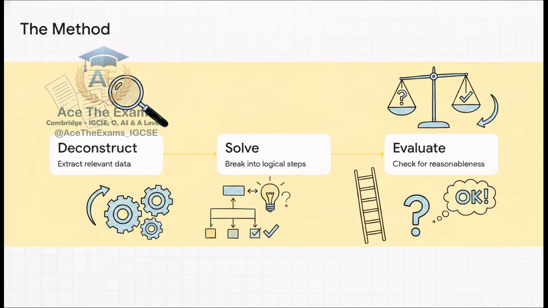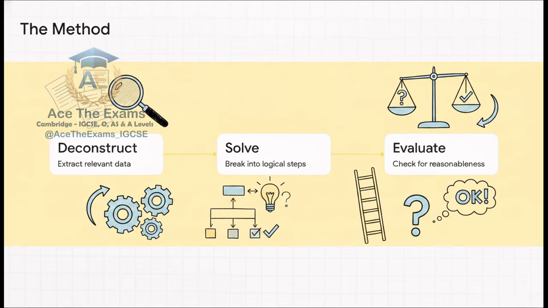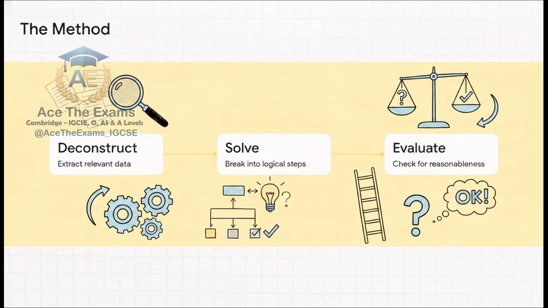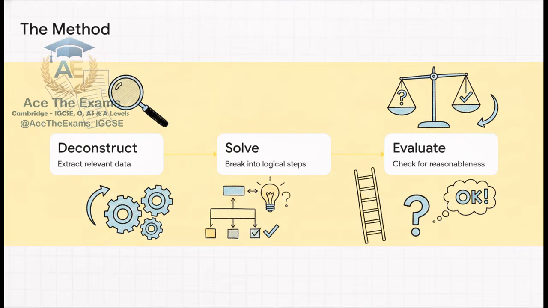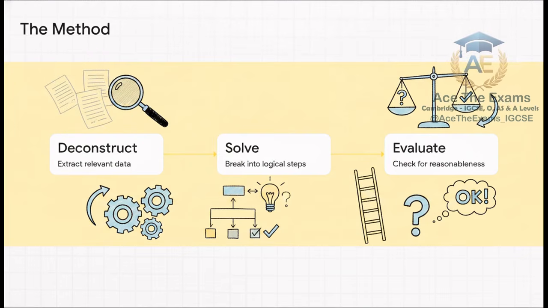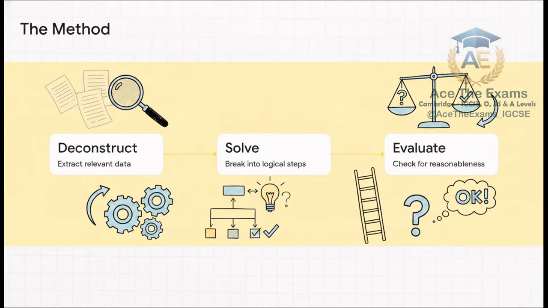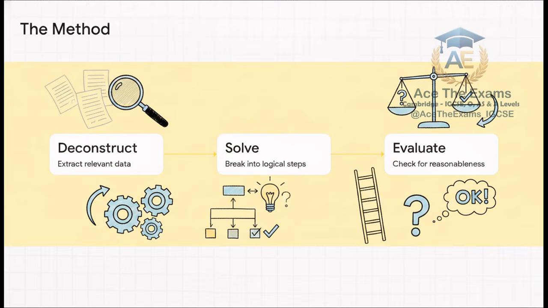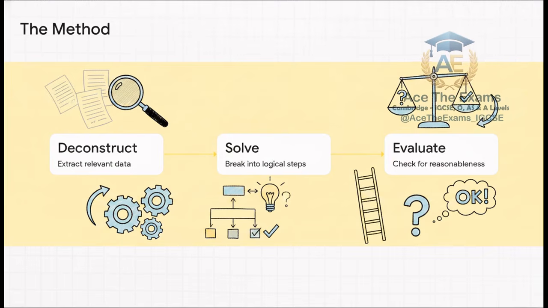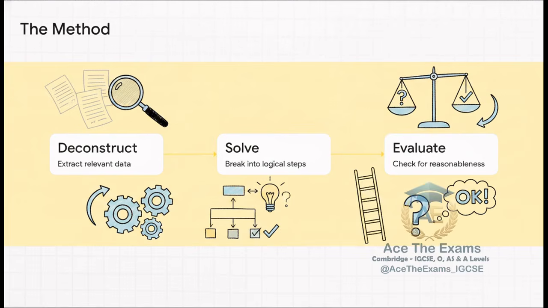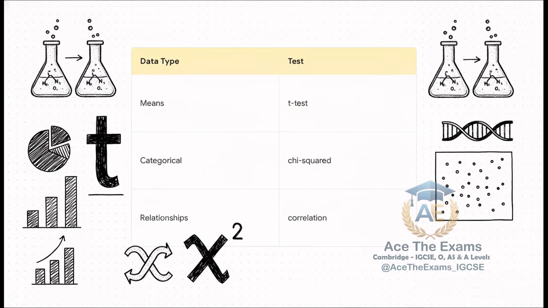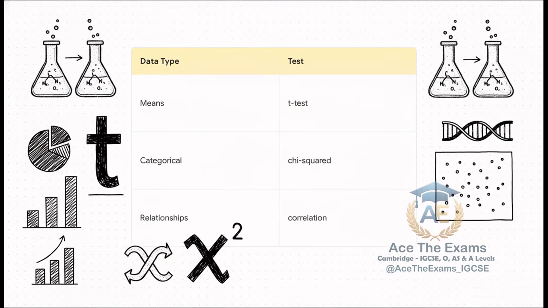Step 1. Deconstruct the given information. Literally pull out the relevant data from the stimulus materials provided in the prompt. Step 2. Break it into logical steps and solve systematically. Step 3. Evaluate and check for reasonableness. Top-scoring candidates demonstrate this evaluative thinking by questioning assumptions and justifying their decisions with hard evidence. If you just jump straight to the answer, you're skipping steps 1 and 2, and you will lose those precious method marks.